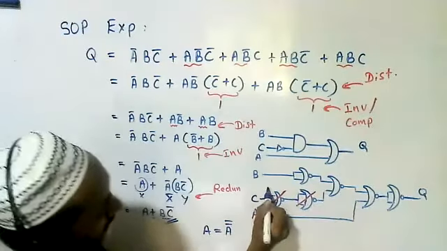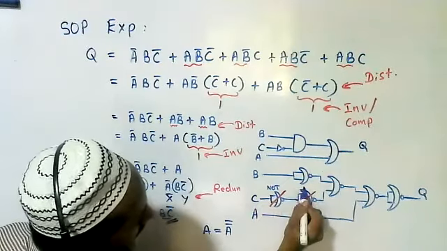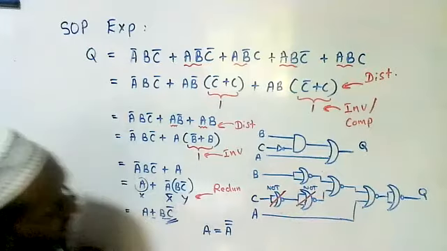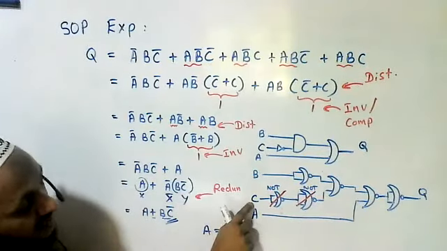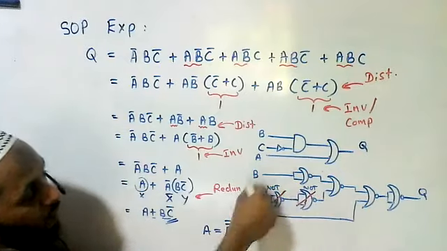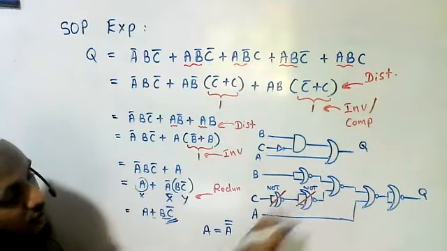Here a NOT gate is there, and here another NOT gate is there. NOT NOT, that is A bar bar, is equal to A. C bar bar is equal to C. So there is no need for these two.